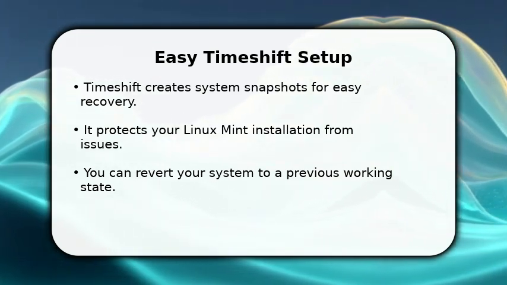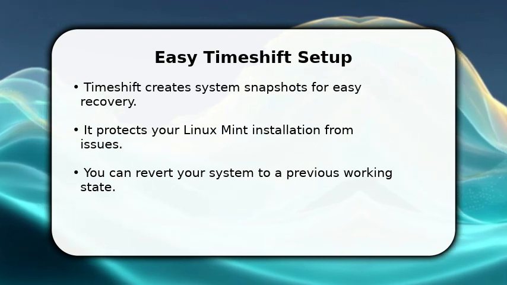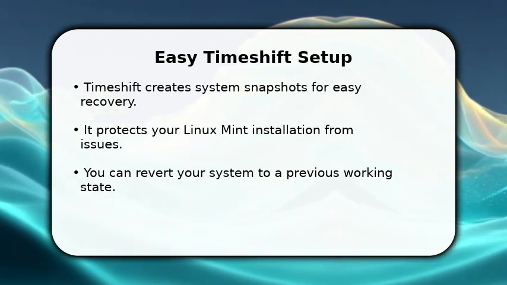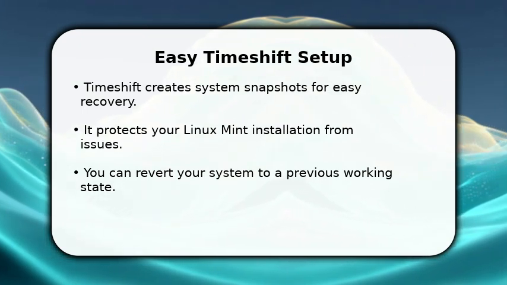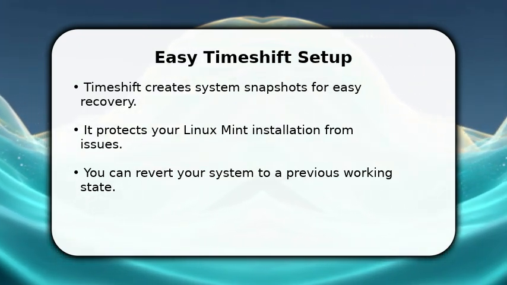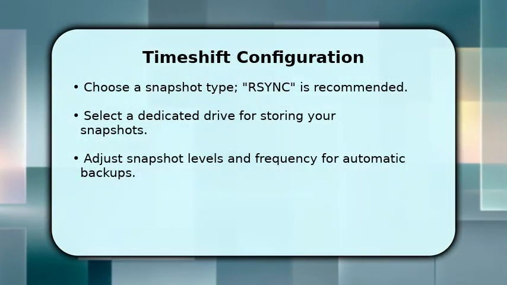Next, select your destination drive for storing snapshots. It's best to use a separate drive or partition if possible. This ensures your backups are safe even if your main system drive fails. Now, let's configure the settings.